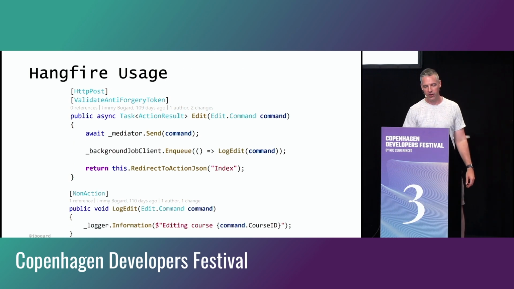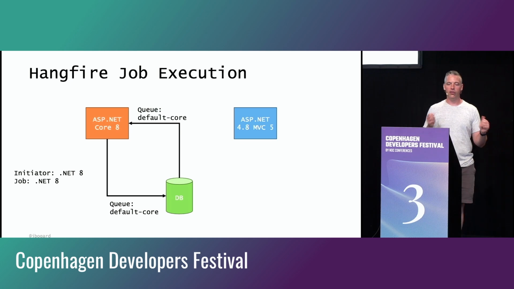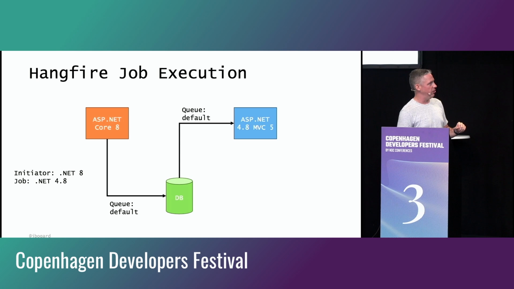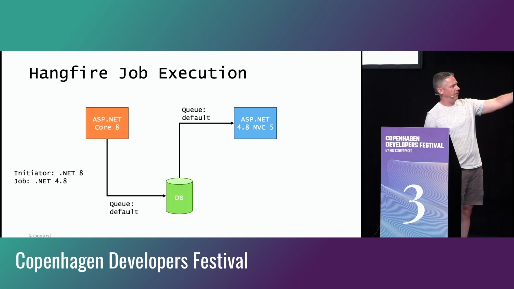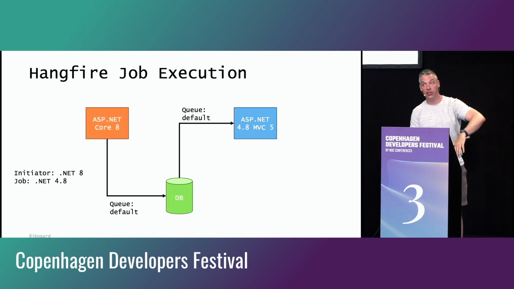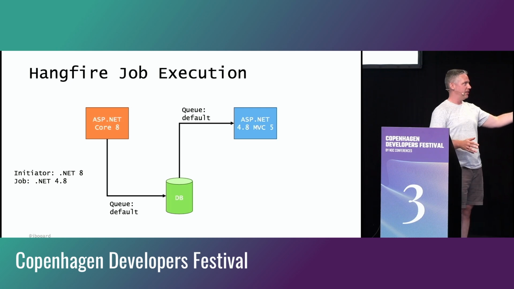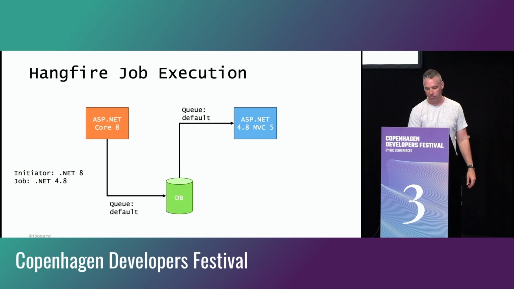So the way we worked it was we would create two different queues, one for .NET 8 and the default one for MVC5. So an ASP.NET Core application, which is initiating and also consuming a job from .NET 8, we would have it go to the default core queue. But if the job is over on the .NET 4.8 side, we would switch over to the other queue. So we just had two separate queues, one for jobs that would run in .NET 8 and one for jobs that would run in .NET 4.8.